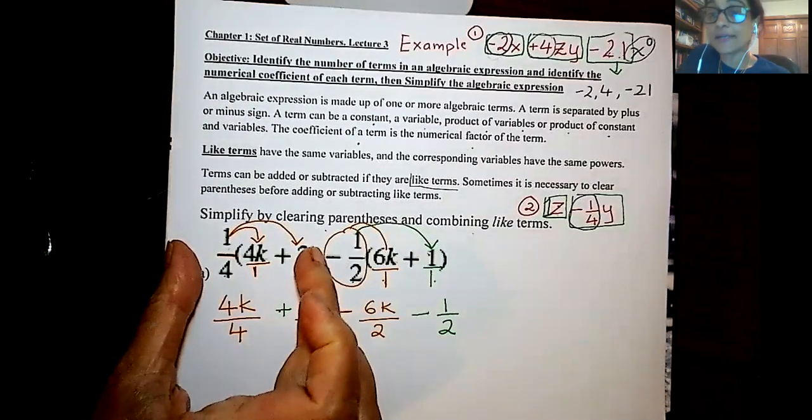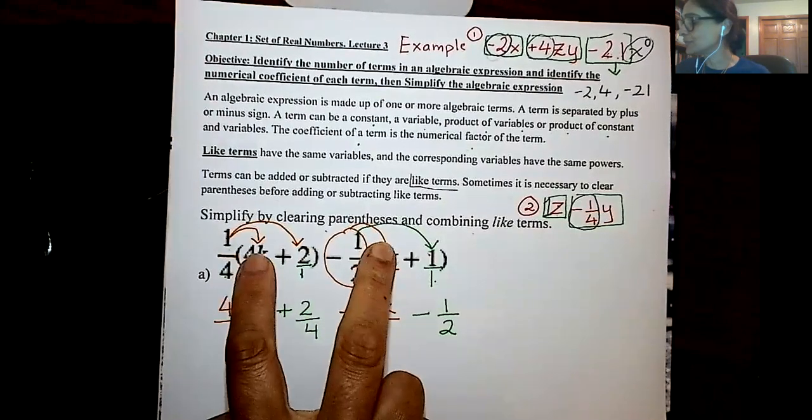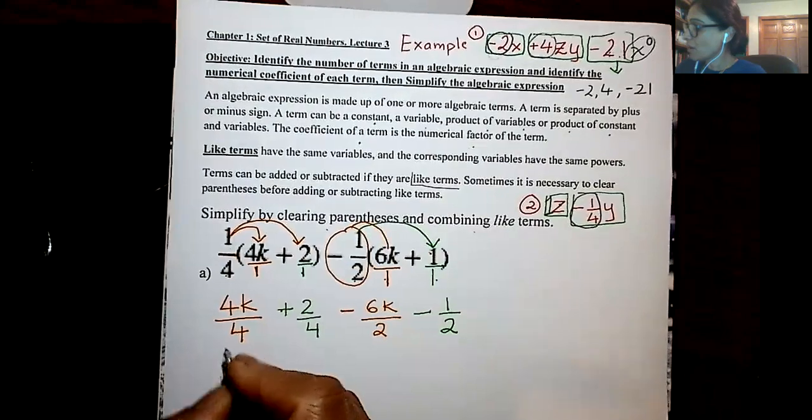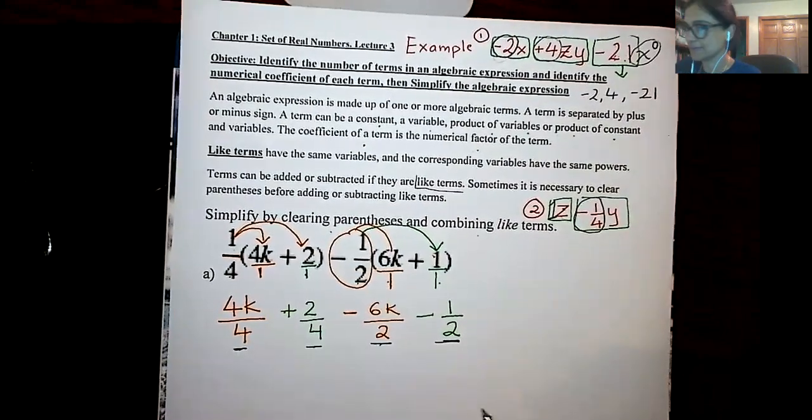So before I distributed, they are multiplied, so they're just 2 terms. But after I distributed, there are 1, 2, 3, and 4 terms. Okay.